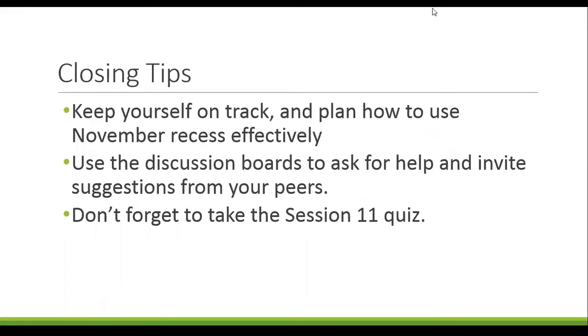In terms of some closing tips, I'd encourage you to make sure you keep yourself on track and start thinking now about how to use your November recess effectively. As we move up towards this module, we have a lot of independence in this module. There are very few whole class readings. Most of your work is going to be working towards your literature review and then checking in, and I was careful to build in scaffolds for you throughout the module, where you're checking in, you're sharing what you've already found in the literature, you're asking questions, you're sharing your process along the way.